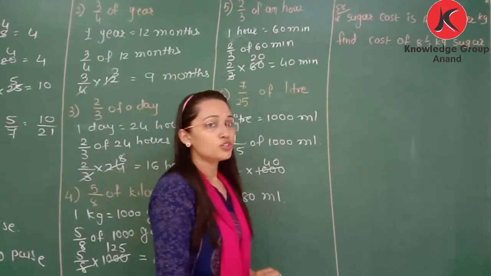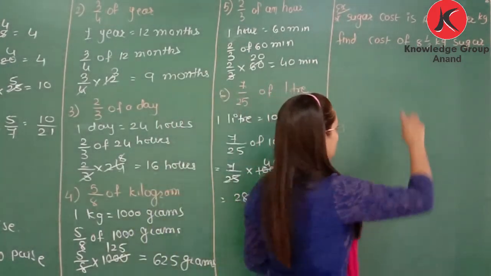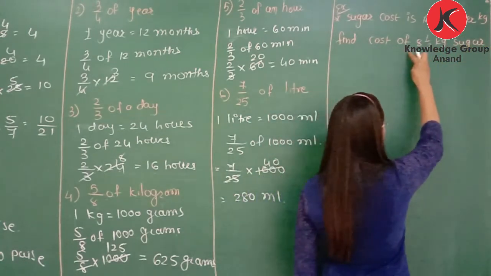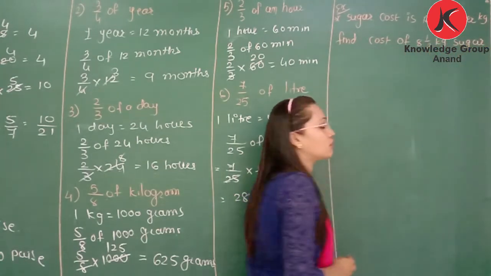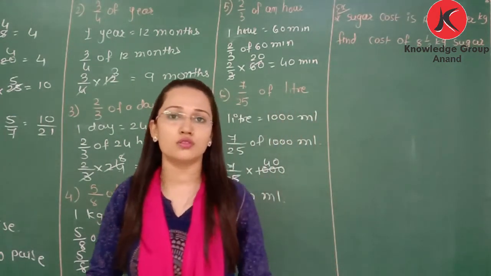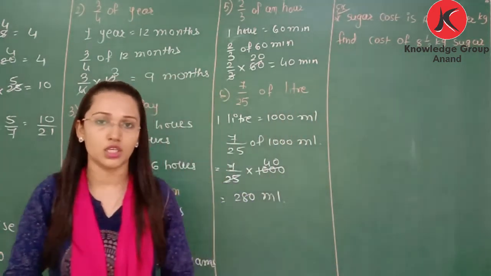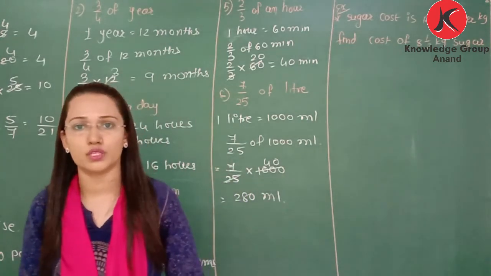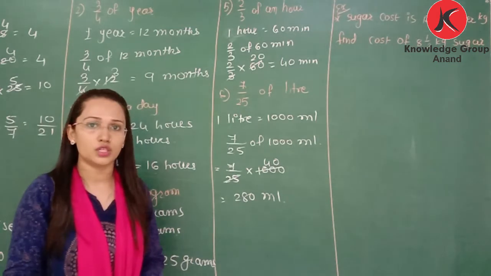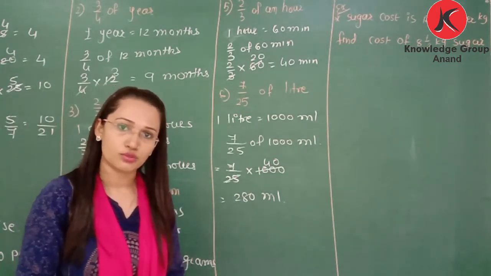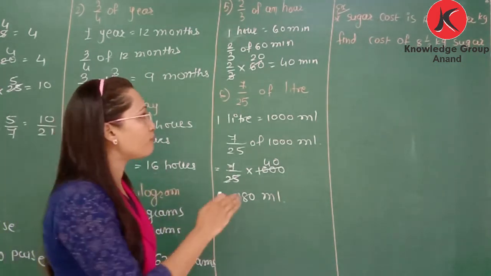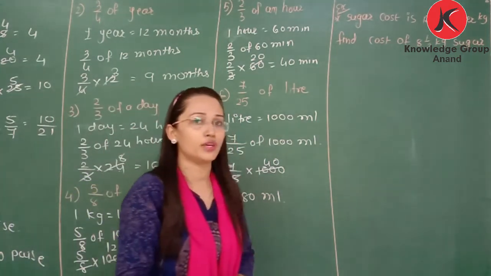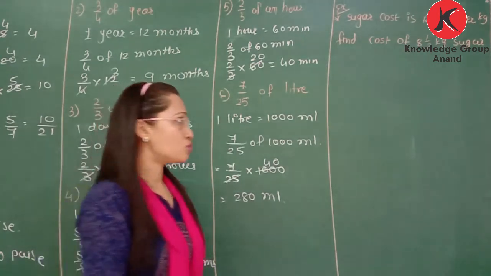Now next, sugar cost is rupees 17 3 by 4 per kg. Find the cost of 8 1 by 2 kg of sugar. For example, sugar cost is 40 rupees per kg. If the cost of sugar means 1 kg cost is 40 rupees. So what is the cost of 5 kg? 5 multiply 40, so that is 200. Here the cost is given in a fraction, so we multiply fraction with the number of kg we want to buy.